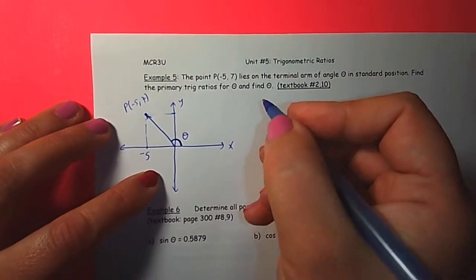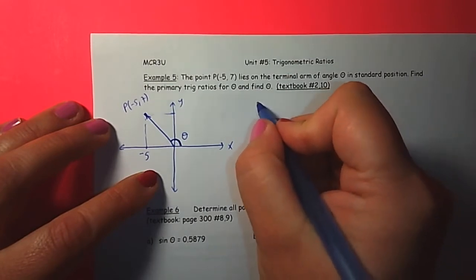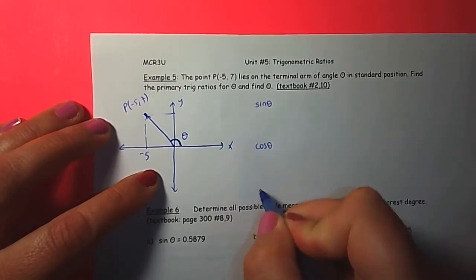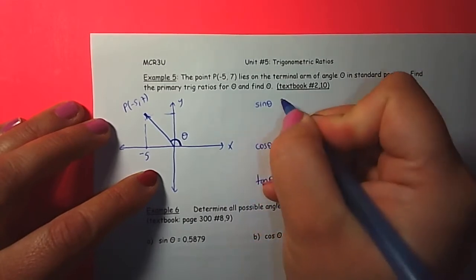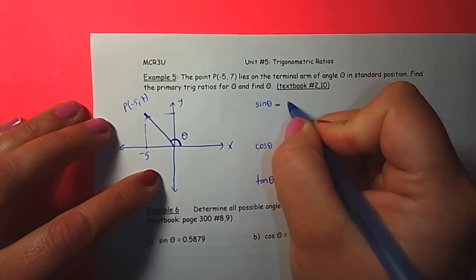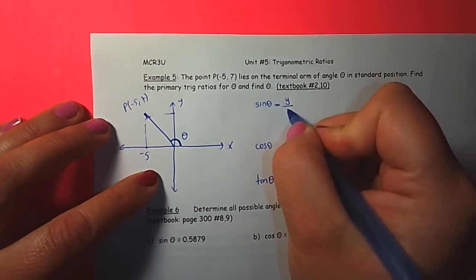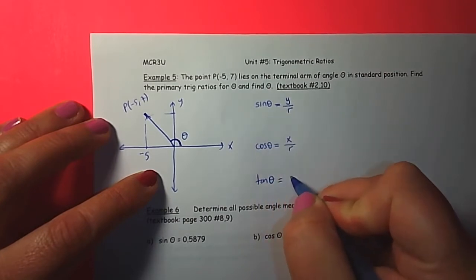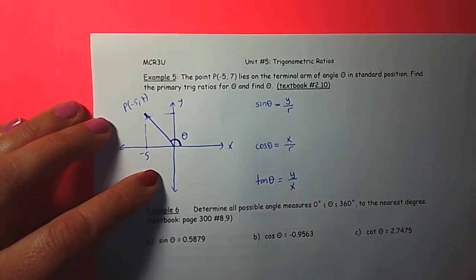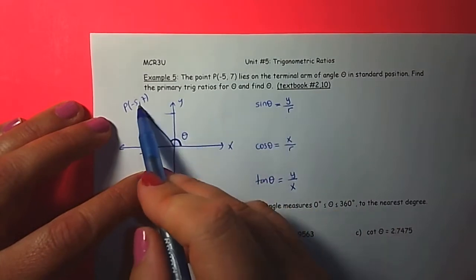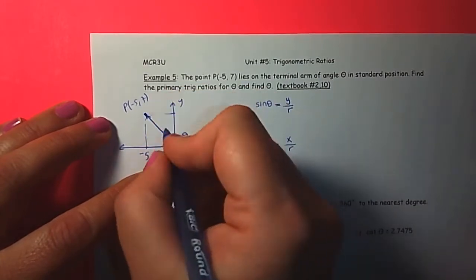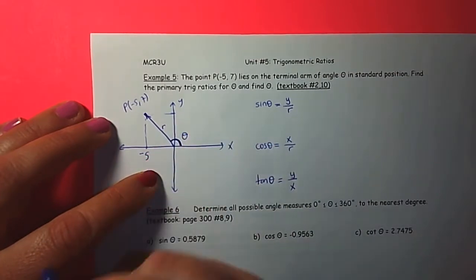Let's write the primary trigonometric ratios. We need sine theta, cos theta, and tangent theta. We already learned from the previous videos that sine theta is y over r, cos theta is x over r, and tangent theta is y over x. We already have the x and y coordinates of this point, but we don't have r yet.